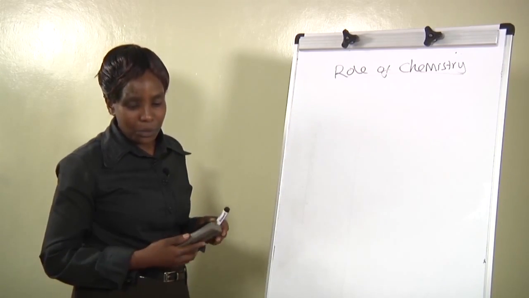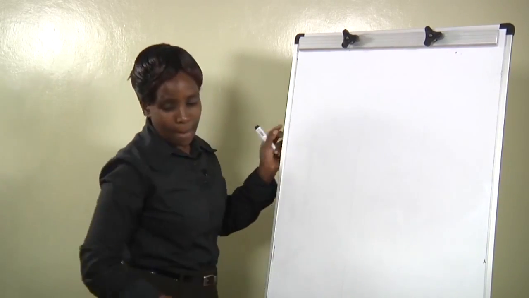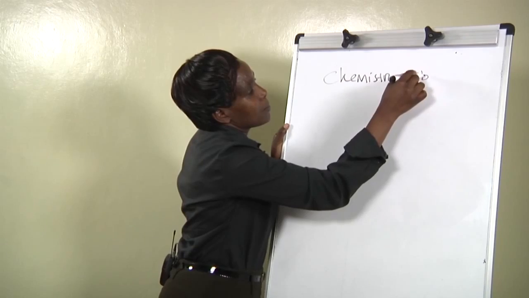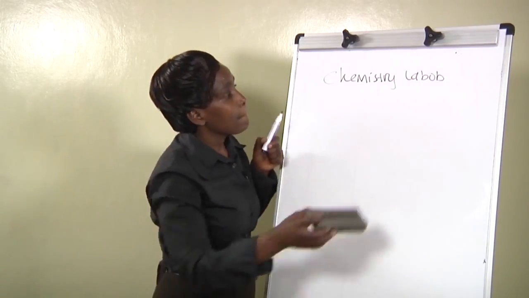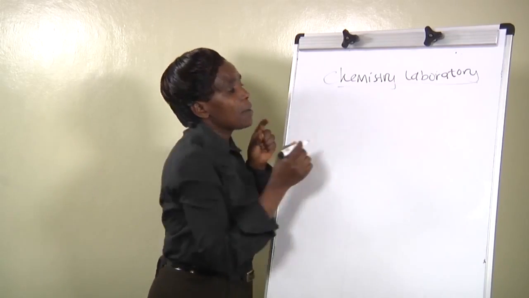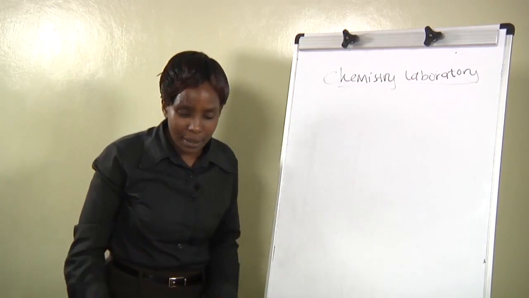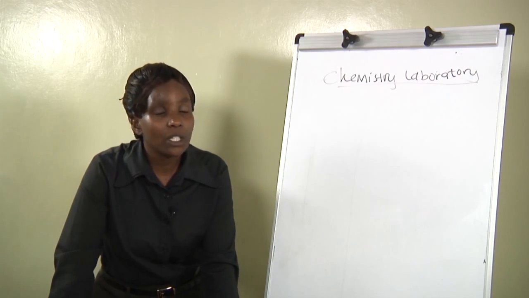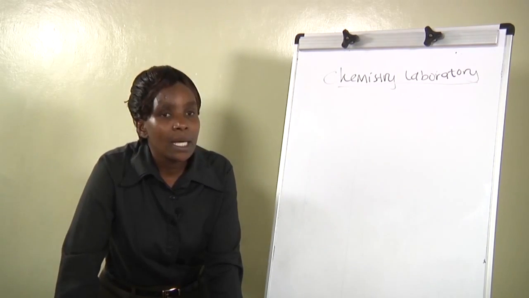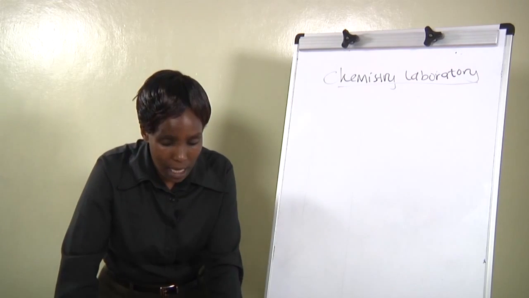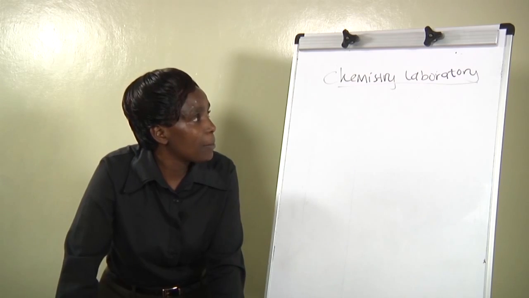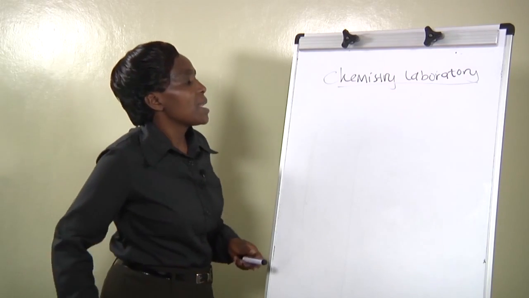Now, the other thing, we are going to look at the chemistry laboratory. What do we mean by chemistry laboratory? A chemistry laboratory is a room where chemistry practicals are carried out. This is a separate room, not a classroom, whereby chemistry practicals are carried out. Then, the chemistry laboratory consists of so many apparatus.